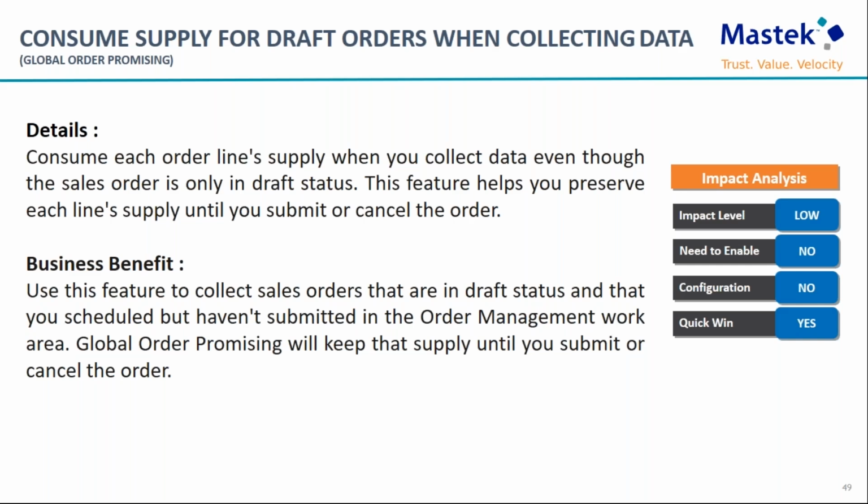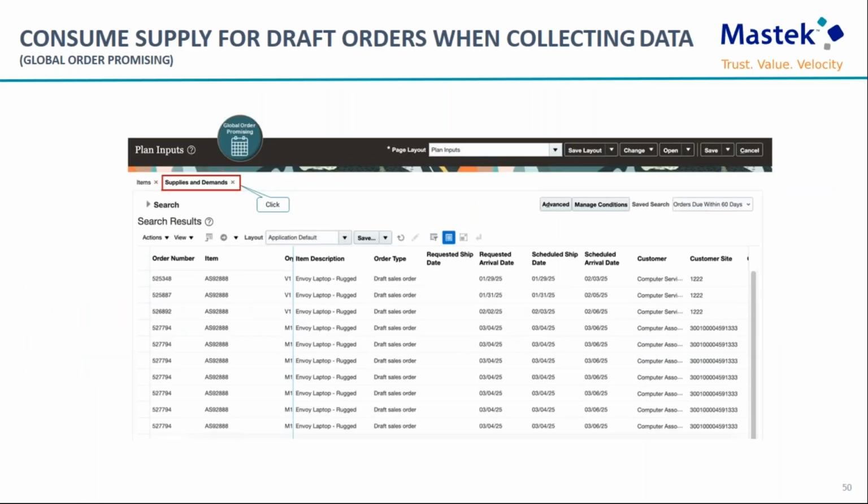Its impact level is low. Need to enable? No. Configuration required? No. And it's a quick win? Yes. As you can see here in the snapshot, we can consume the supply for draft orders when collecting our data.